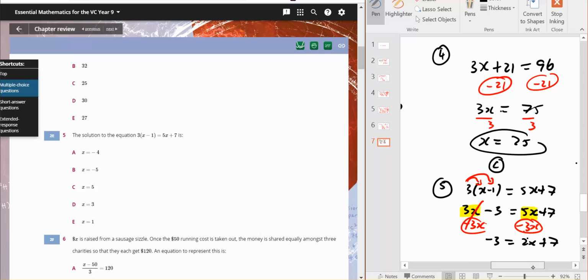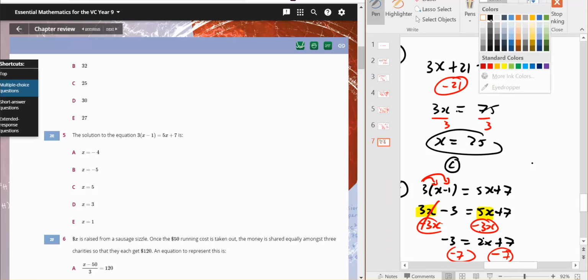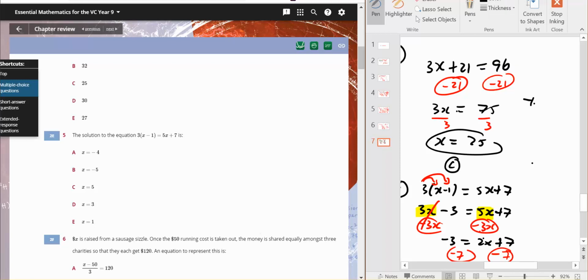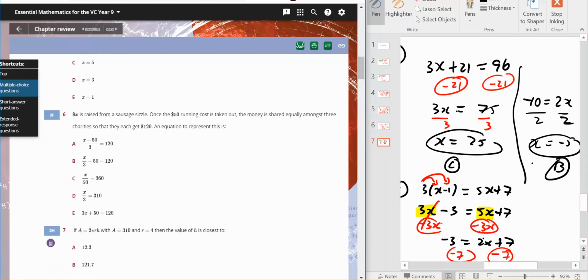So I'm running out of space, so I'll just do it over here. So if I subtract 7 off both sides, I'm left with, and get your negative numbers right. So negative 3, minus 7 is negative 10 equals 2x. If I divide both sides by 2, I get x equals negative 5. Negative 10 divided by 2 is negative 5. So your answer is B, question 5. Okay, question 6. Let's have a look at question 6.